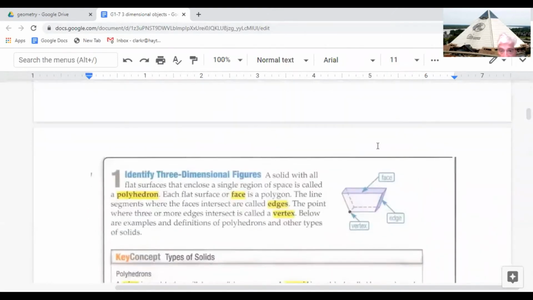Now, this is called an edge. It's a line. The face would be a side. There are 6 faces on this box. Each one of them looks like a rectangle. The vertex would be the very corner of the box. How many vertices are there on this? 1, 2, 3, 4, 5, 6, 7, 8 vertices on this box.